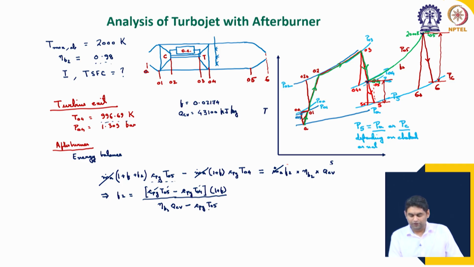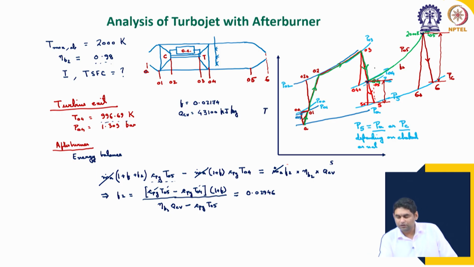CPG and T05 are already known to us. So, when we substitute all the values, we get that the second fuel air ratio is 0.02946. You should do the calculation on your own and verify that you are also getting the same fuel air ratio. So, this is fuel air ratio, right, not air fuel ratio. After this, we can proceed with the calculation of the second nozzle.